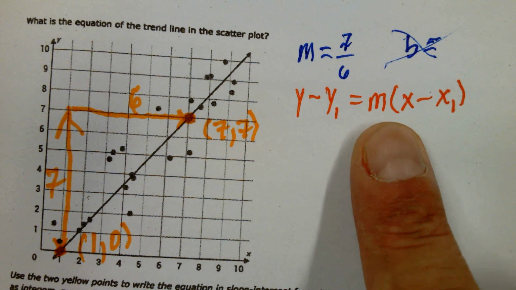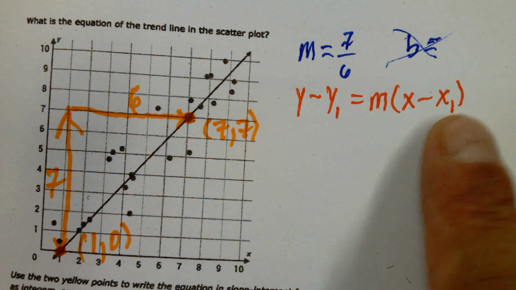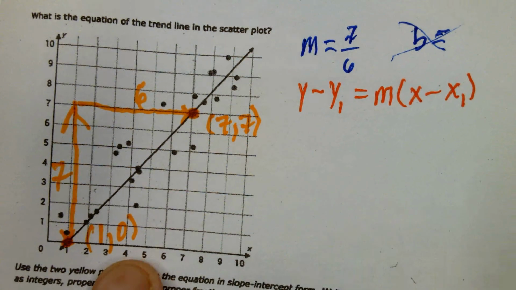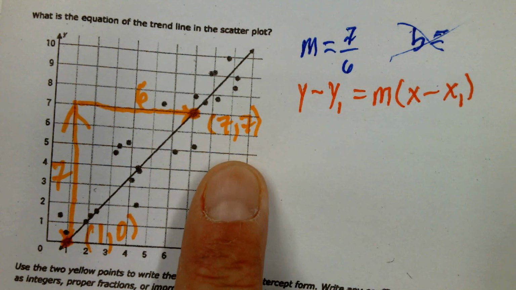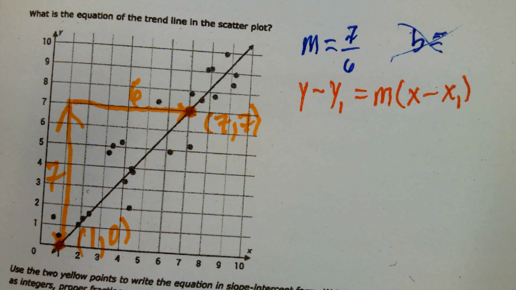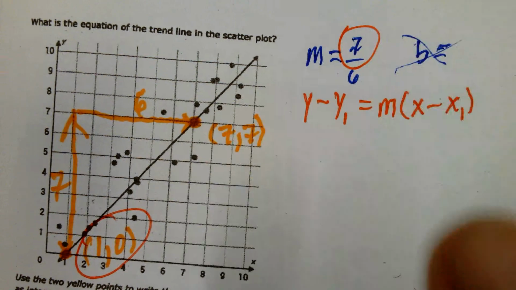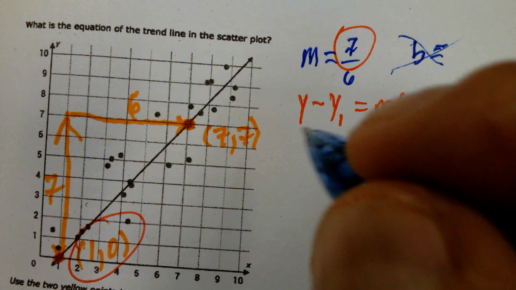So we know the slope. We know what to put here. But we need an ordered pair to put in for x1 and y1. We have to make a decision. Do we pick 1, 0 or do we pick 7, 7? 1, 0. Take advantage of the 0. It's going to help us. So we're going to pick this point in our slope and plug it in. And it's going to be easy because we're going to have a 0 to work with.